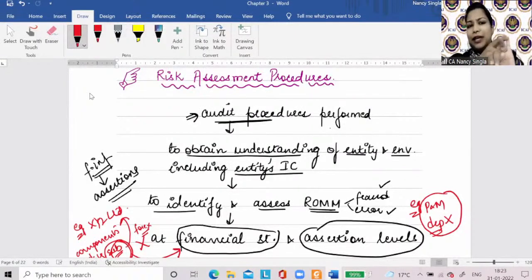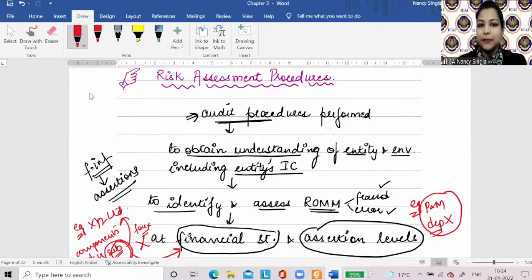See, identifying and assessing the risk of material misstatement through understanding the entity and its environment. ठीक है? And what are risk assessment procedures? ये सब करने के लिए जो भी audit procedures auditor perform करता है, those are what? Risk assessment procedures. So let us have a look at the definition of risk assessment procedures again.